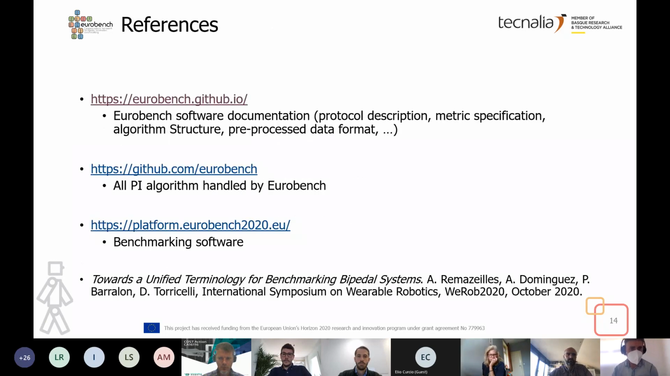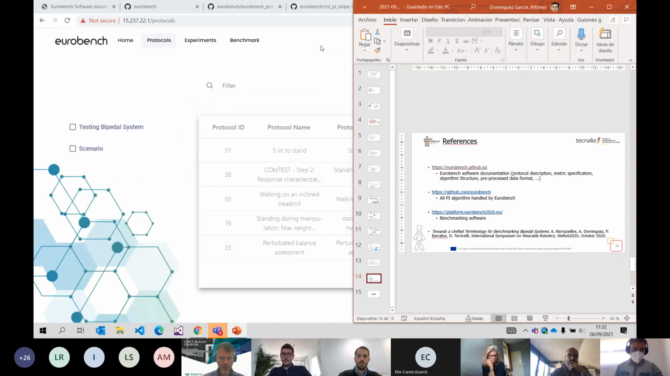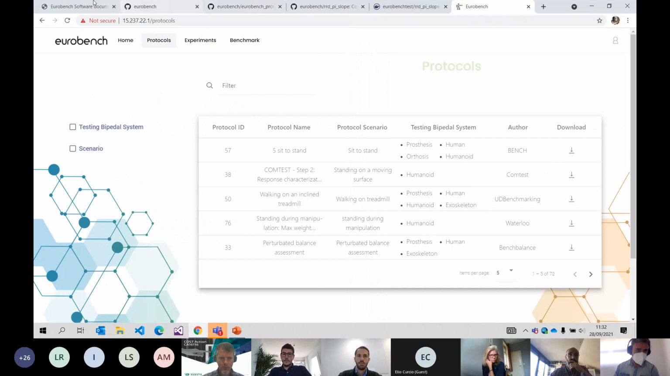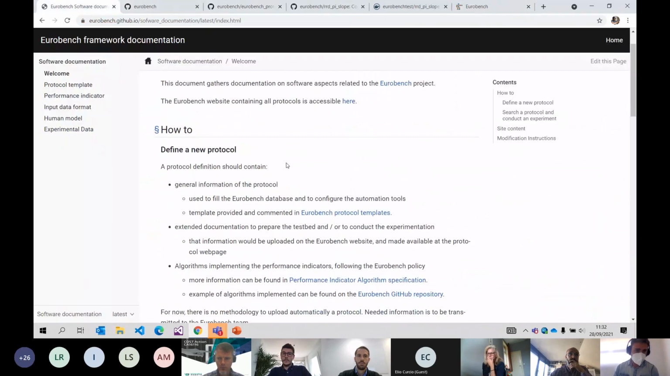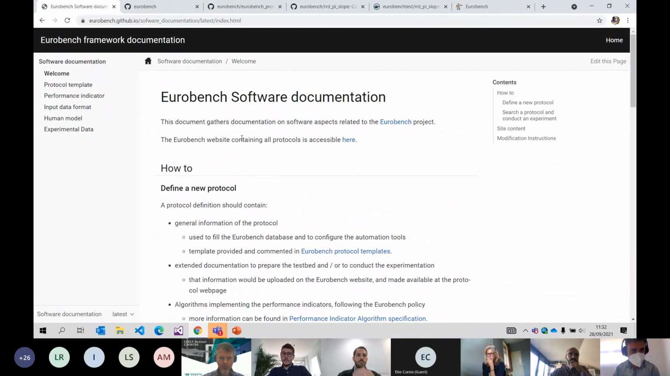And here are some references that are available to the people. I will go to the Explorer in order to show them. Here, for example, we have the documentation of the pre-processed data we are using. How do we expect the algorithms to provide the results? What is the human model we are using? Which is the minimum information we are expecting for a protocol to be used in EUROBENCH.